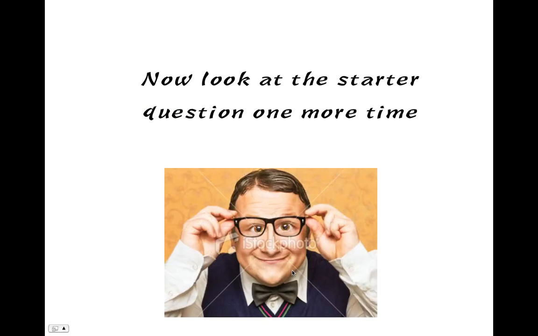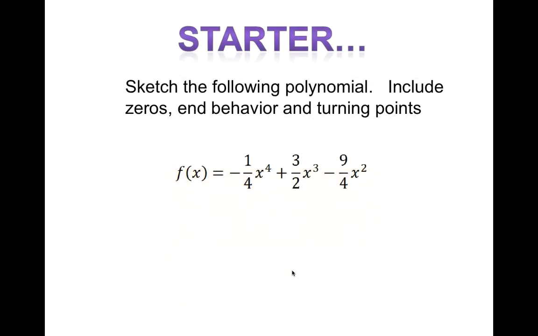Okay, so let's look at the starter question one more time before you leave it. And so we'll go here. Now we're supposed to sketch, and this is supposed to include the zeros. If you look at it, you're going to have 4 zeros, 3 turning points. Because it's a negative even function, we're going to have it falling on the left and falling on the right. And we were supposed to get the zeros out. Now that's a little bit tricky.